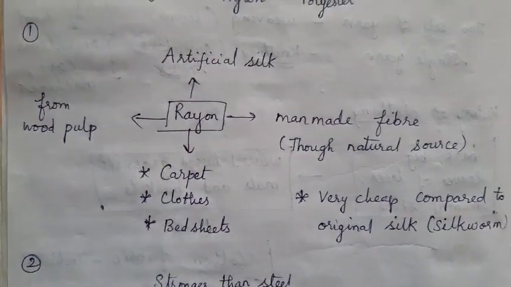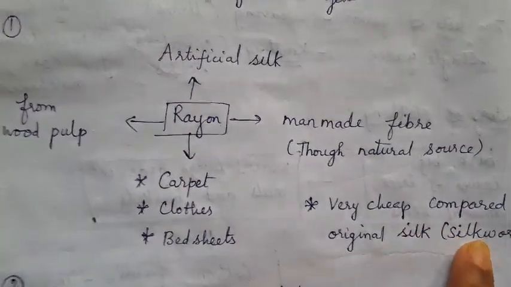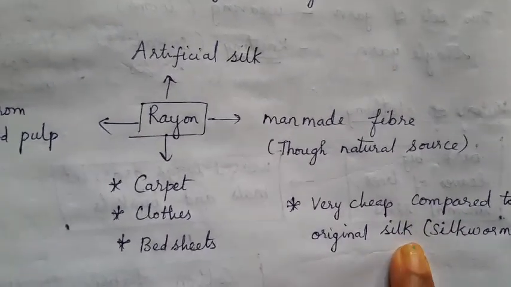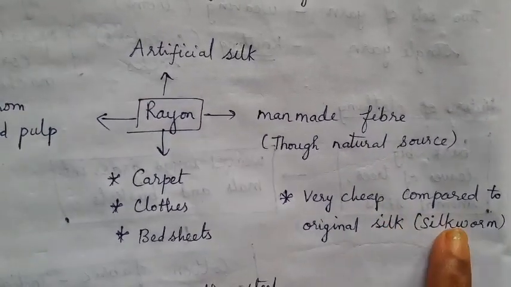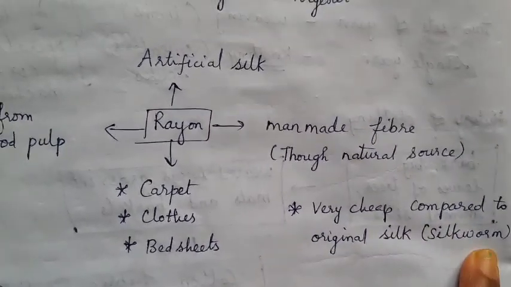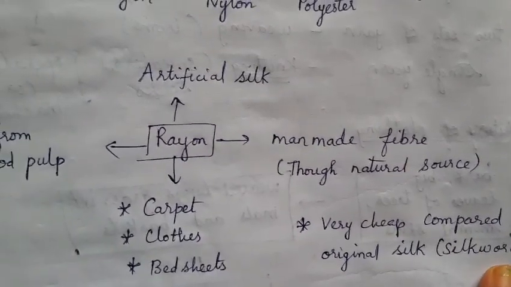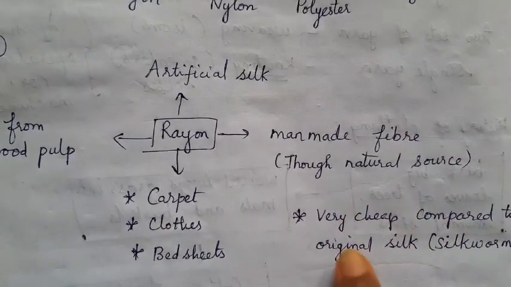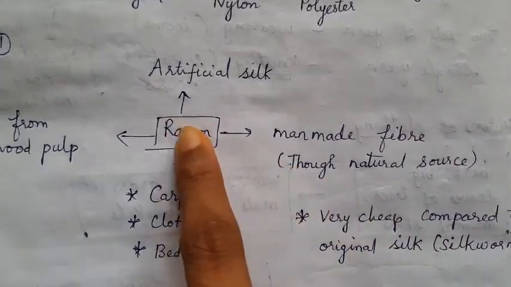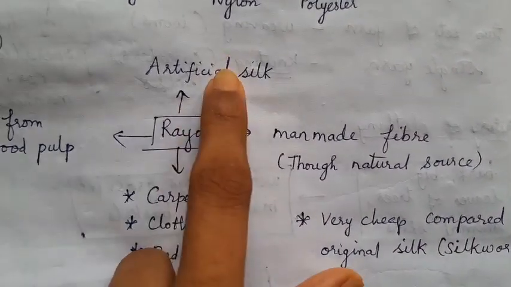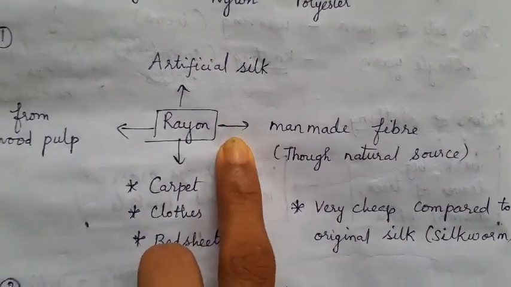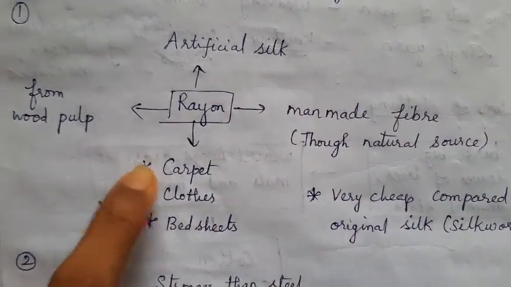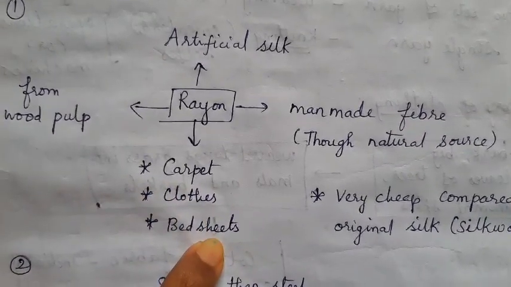It is much cheaper compared to the original silk because nature has provided us everything, right? If I wanted to wear a sari which is made up of silk, which is obtained from the original natural silkworm, it would be too costly. All sorts of people cannot afford this. So there came a replacement for the original silk, that is your rayon. So which is the artificial silk, my dear children? It is your rayon. Where am I using it? Where am I finding its applications? In carpets, in clothes and even in bed sheets too.